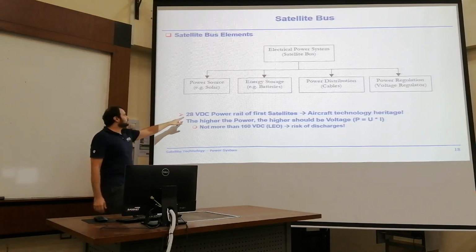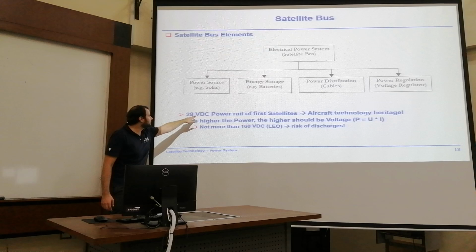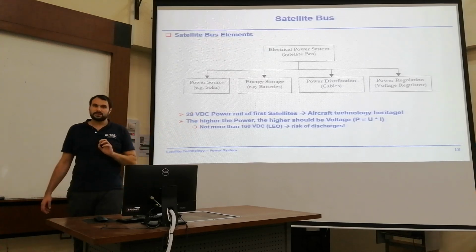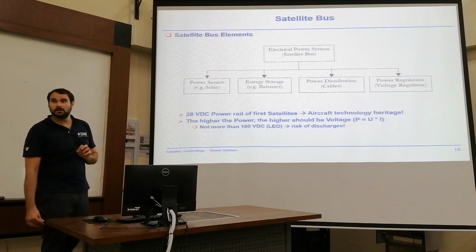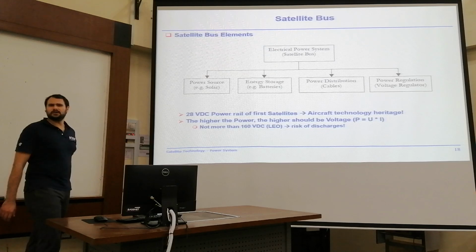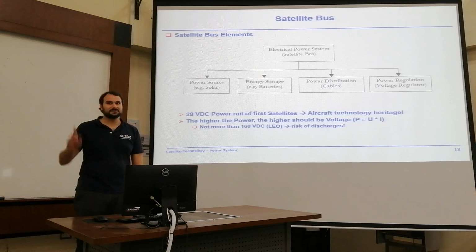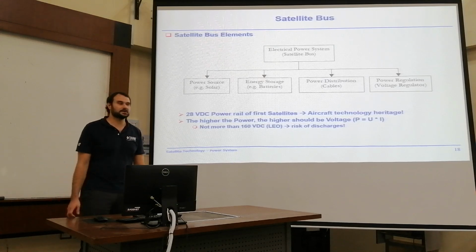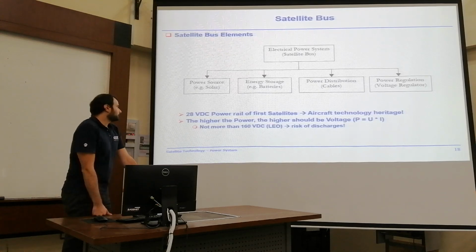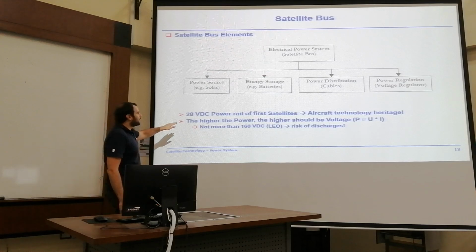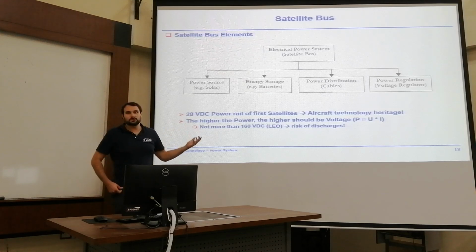Traditionally, a 28 volt direct current, 28 VDC, power rail has been used for the first satellites, and that's simply because of the heritage from aircraft technology. You had components that were already in the air, so the engineers just thought, well, air is air, at least space is space, and just used the same technology that already works. However, we need to keep in mind that the higher the power of our satellite, usually the higher should also be our voltage.